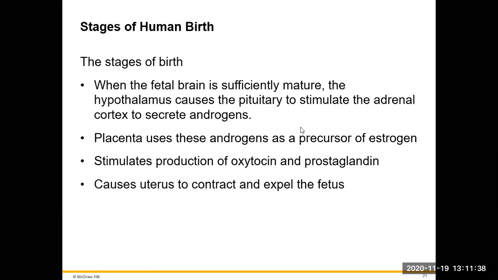So it has a lot of steps. The brain is mature, and the hypothalamus affects the pituitary, the pituitary affects the adrenal cortex, which leads to the production of androgens, and the placenta uses this to make estrogen, and the production of estrogen helps to activate the production of oxytocin and prostaglandin, and that leads to uterine contraction and final expulsion of the fetus.